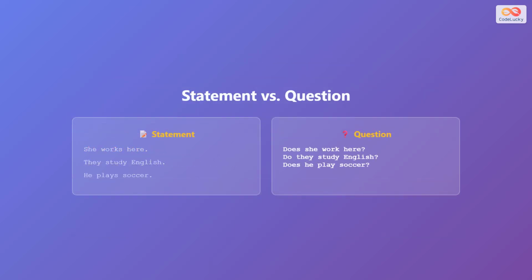Now let's compare statements and questions. A statement like she works here becomes a question. Does she work here? The statement they study English becomes, do they study English? The statement he plays soccer becomes, does he play soccer? Notice that in questions, do or does moves to the beginning before the subject.